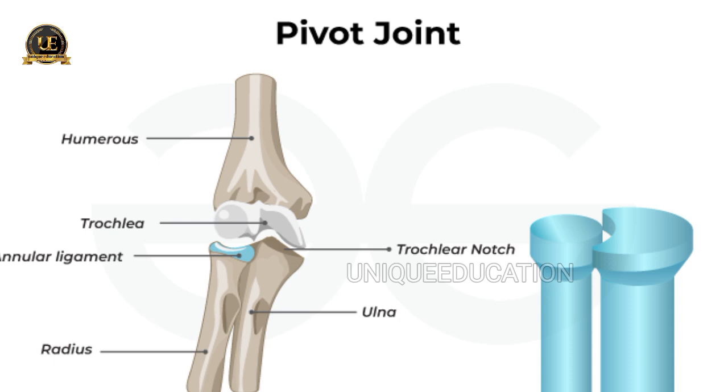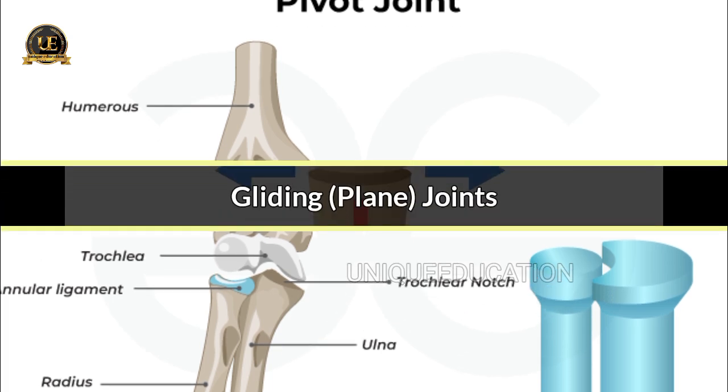Another example is the proximal radioulnar joint in the forearm, which permits the rotation of the radius around the ulna, allowing for pronation and supination of the forearm.